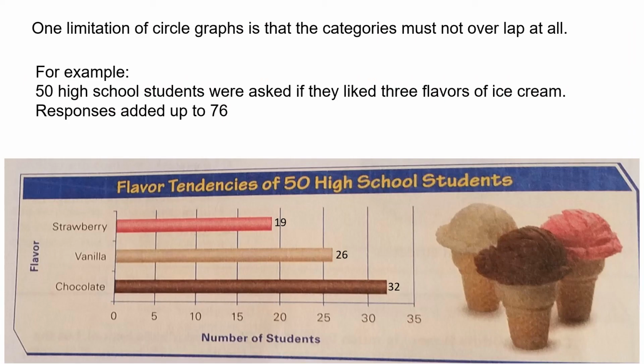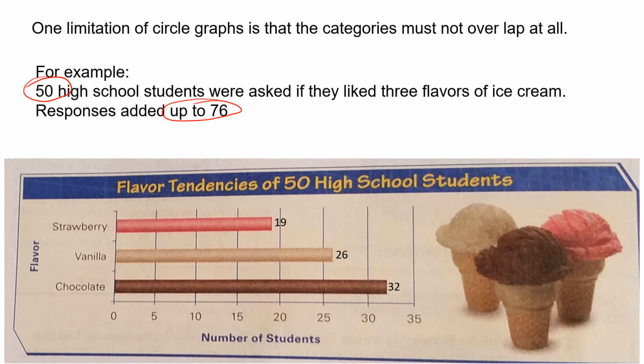One of the limitations you have with circle graphs is that the categories must not overlap at all, okay? For example, if 50 high school students were asked if they like 3 flavors of ice cream, and you end up with responses added up to 76. Well, if you're only asking 50 students, how can you get 76 responses? Well, it's because they just asked them what flavors they liked.